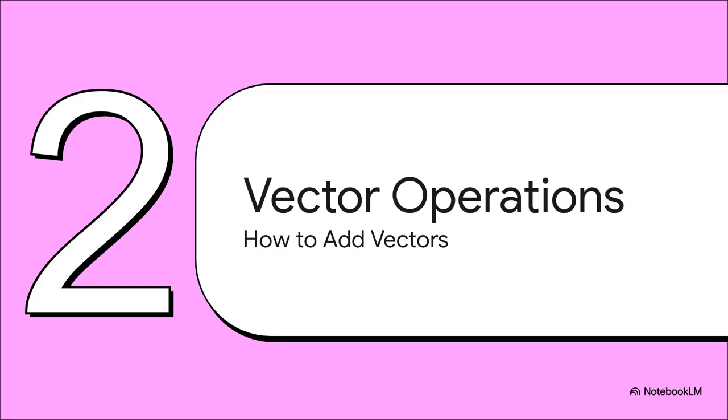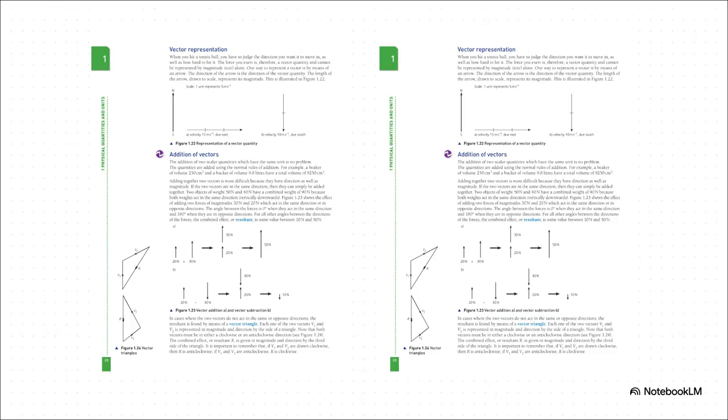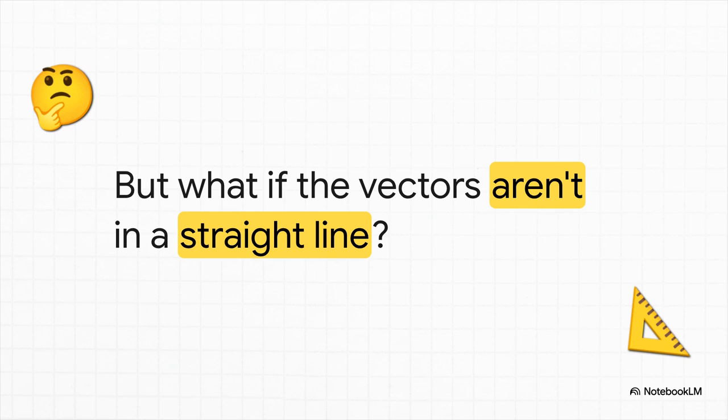So if vectors have this whole direction thing going on, we obviously can't just add them up like regular numbers. So what happens when you have multiple forces or motions at play? How do we figure out the combined effect, what physicists call the resultant vector? Well, the easy cases are when they're all lined up. If two forces are pulling in the exact same direction, you just add their sizes together. So 20 newtons plus 30 newtons gives you a total force of 50 newtons. And if they're pulling in opposite directions, you just subtract one from the other. Here, a 30-newton force easily overpowers a 20-newton force, leaving you with a net force of 10 newtons in the stronger direction.